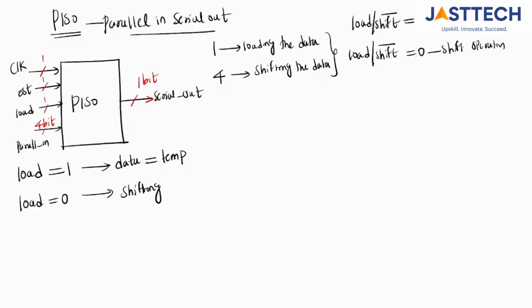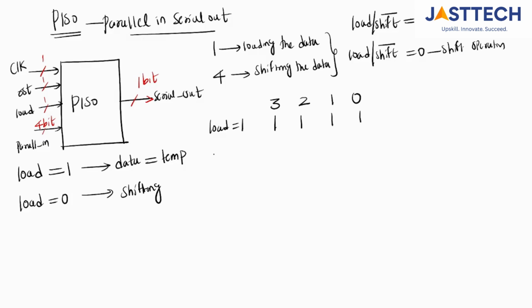First you are loading the data. Suppose let us take the index 3210. When load equal to 1, you are loading the data. So let us take 1111, you are loading the data.